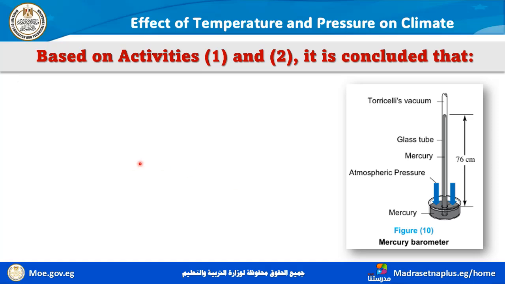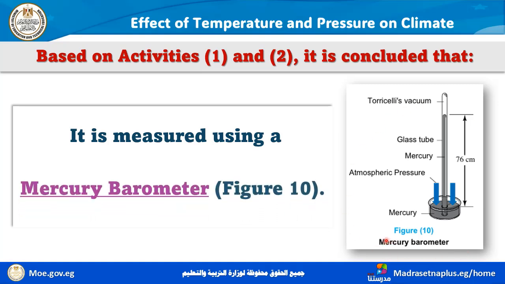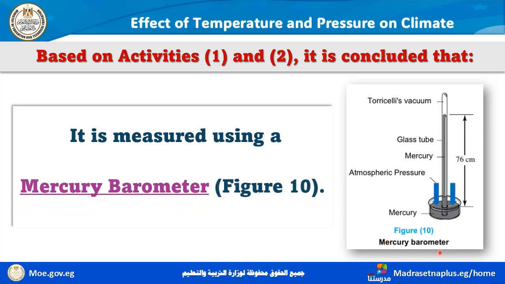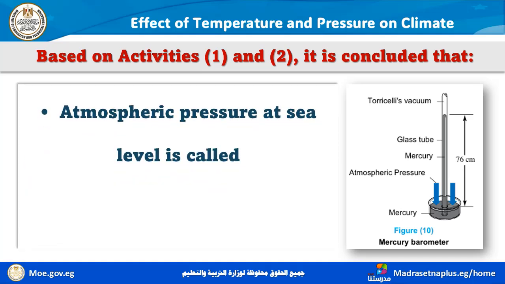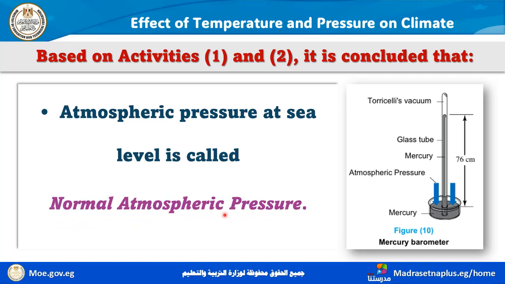Of course, the atmospheric pressure is measured using a mercury barometer. This is the shape of a mercury barometer and it's used to measure the atmospheric pressure. Atmospheric pressure at sea level is called the normal atmospheric pressure. So when we measure the atmospheric pressure at sea level, it's called the normal atmospheric pressure.